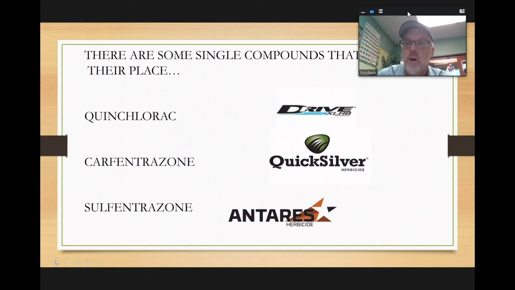Drive is used primarily in the lawn care game for annual grassy weed post-emergent weed control. It's also very good on field bindweed, but picking up crabgrass after it's gotten away from your pre-emergent application is where most of the quinclorac goes.